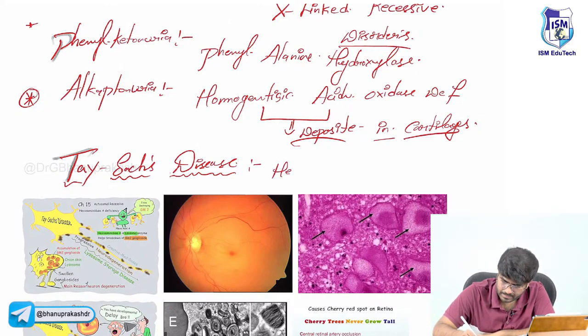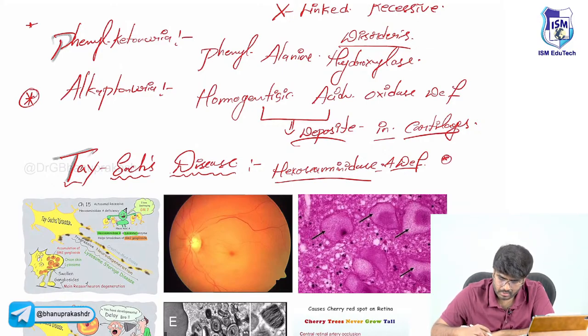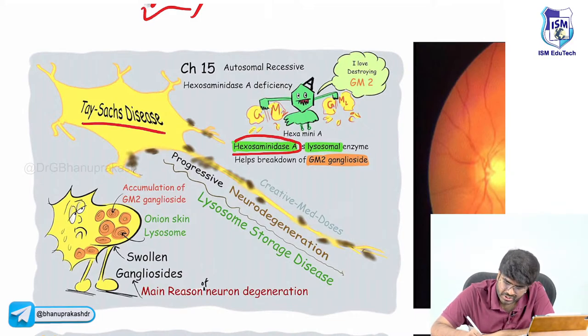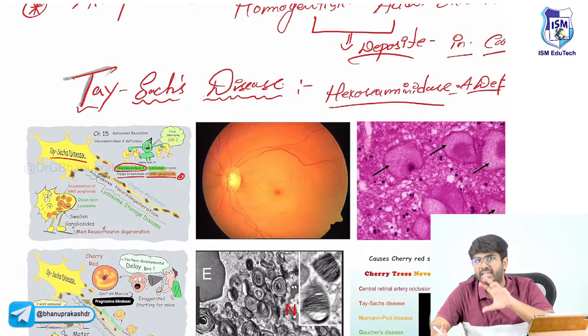Hexosaminidase A, Tay-Sachs. Hexosaminidase A deficiency. Now, look here. In Tay-Sachs disease, there is hexosaminidase A deficiency. Normally, hexosaminidase helps in the breakdown of GM2 gangliosides. Gangliosides are a type of lipids, a type of glycolipids. These GM2 gangliosides need to be broken down with the help of hexosaminidase A.